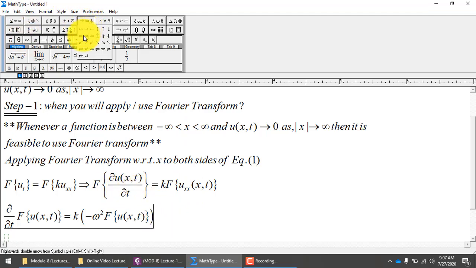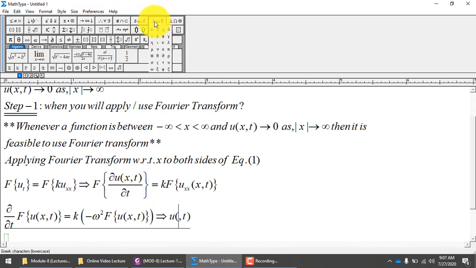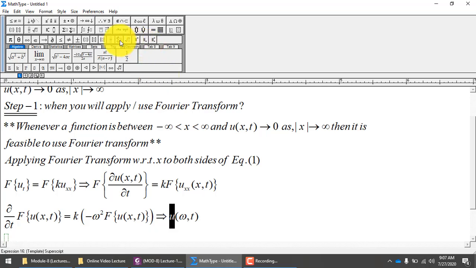In the next step you can write the symbolic representation of the Fourier transform on the left hand side. If you remember, the function will be similar, but instead of x you will have omega, because with respect to x you are applying the Fourier transform. So what will be u? In the Fourier transform you have the kernel e to power minus iota omega x, which is actually a sine and cosine combination. So we symbolically write the Fourier transform as u tilde.